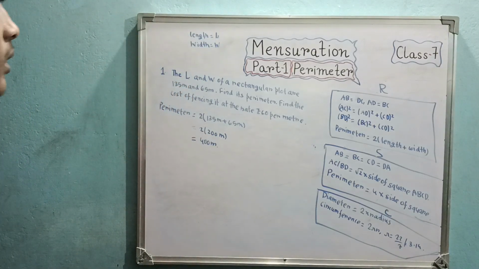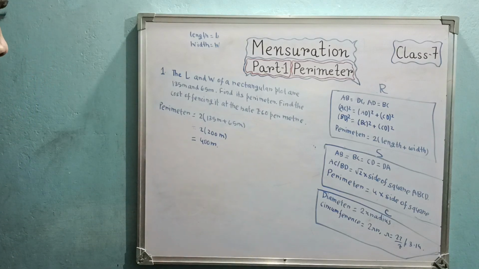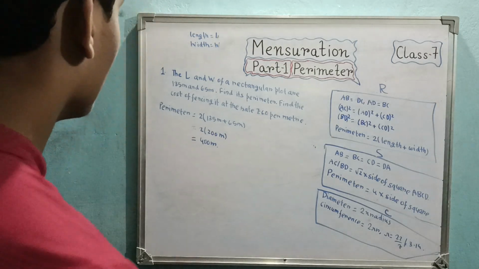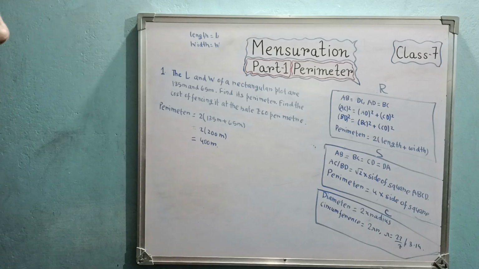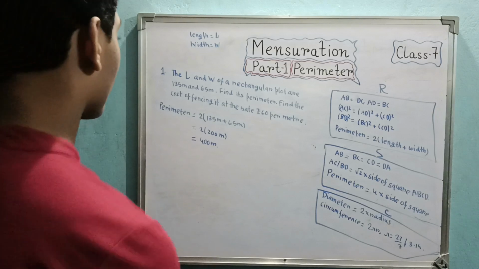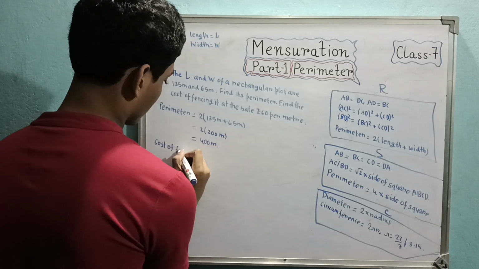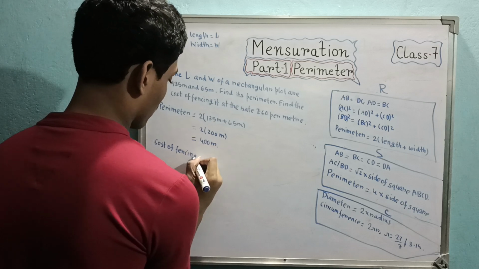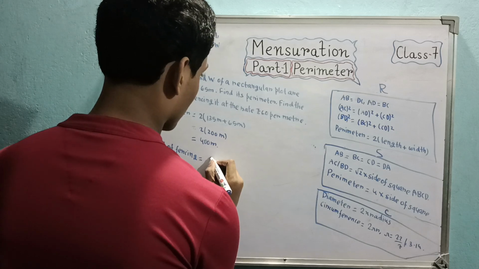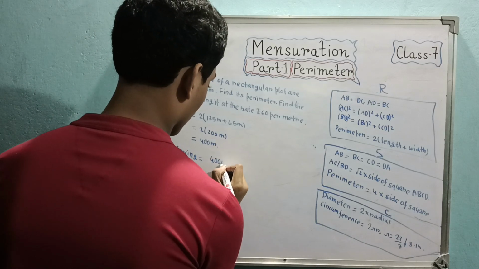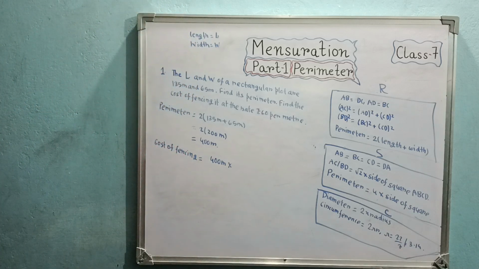Not the end of the question. Find the cost of fencing it at the rate of rupees 60 per meter. So fencing it at the rate means cost of fencing, remember for a rectangle, it is equal to the perimeter multiplied by the rate given. Okay. So cost of fencing is equal to the perimeter of 400 meter multiplied by the rate, which is rupees 60 per meter.